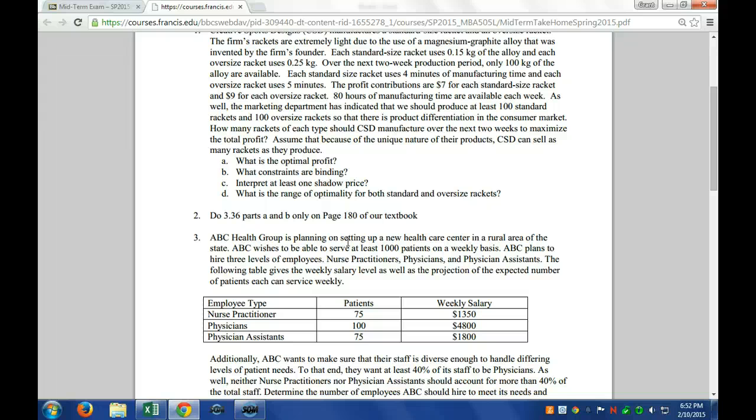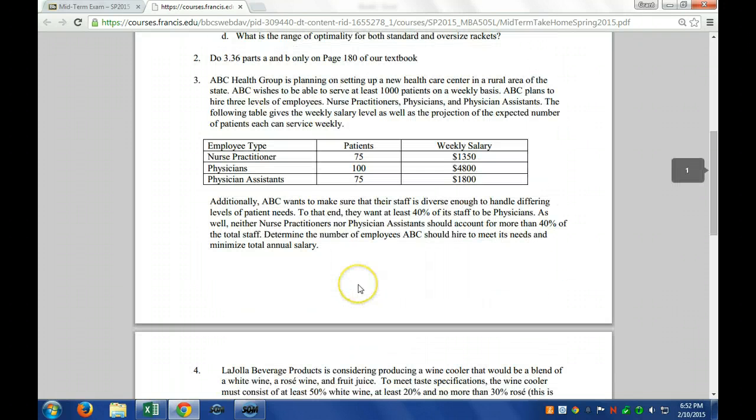Okay. Number 3 is a made up one, and to tell you the truth, we were going to go over this one tonight. Not this one, but this form of problem. This is an integer constraint problem, and we haven't done those yet. But you'll see tonight, it's not very much different than what we've done.